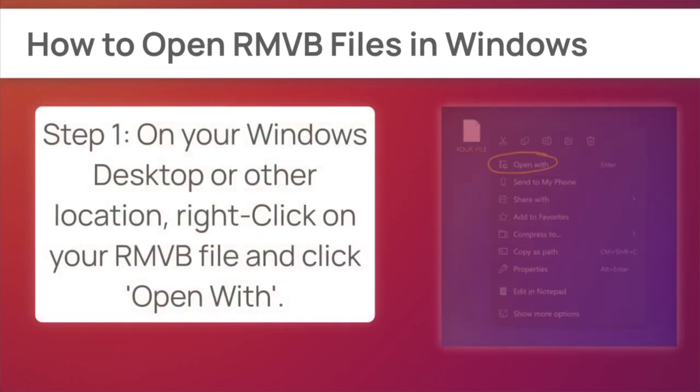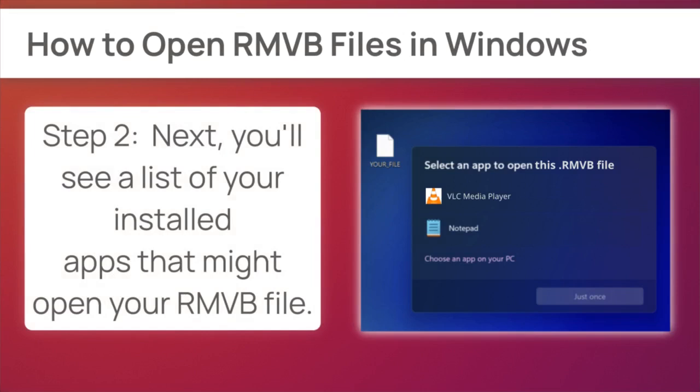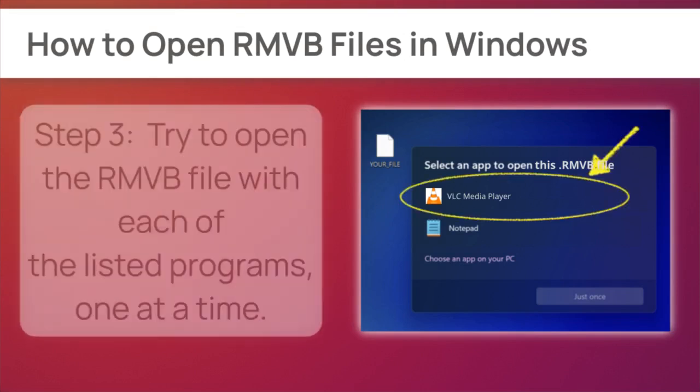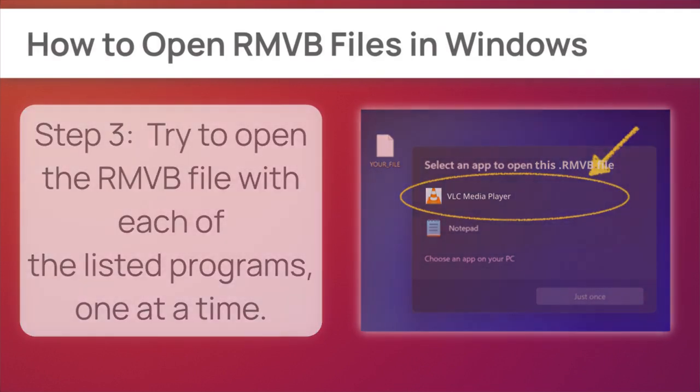Open the context menu by right-clicking your RMVB file and choosing Open With. Try VLC Media Player first, as it's the standard. If it doesn't appear, choose another application and continue testing compatibility.